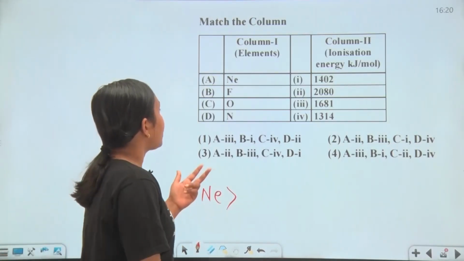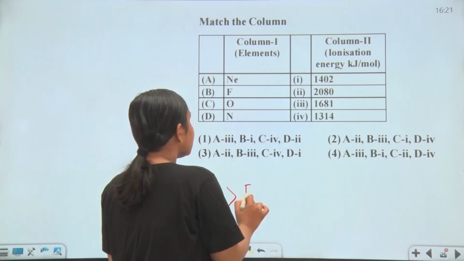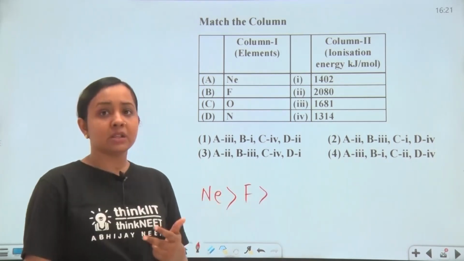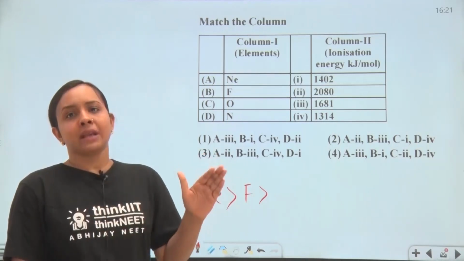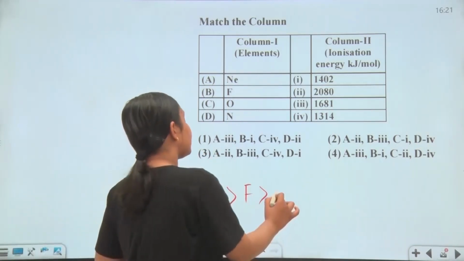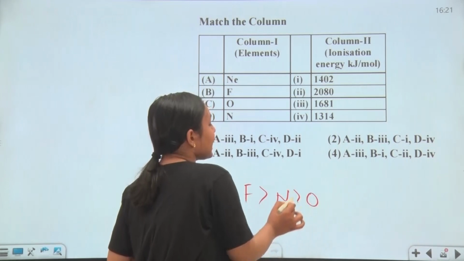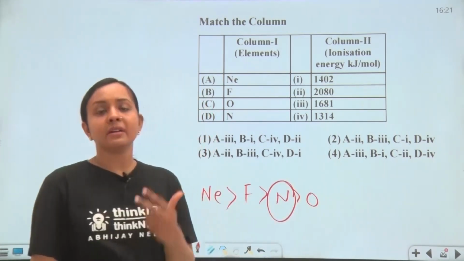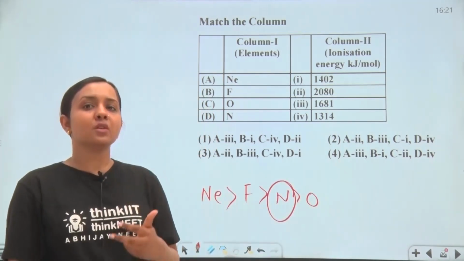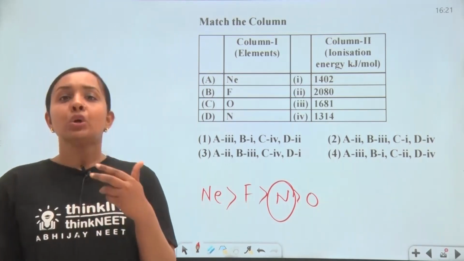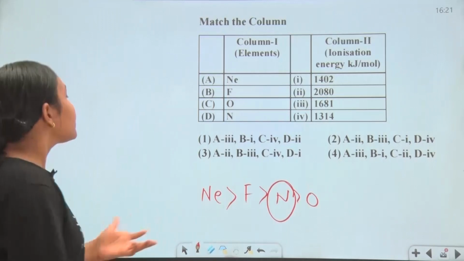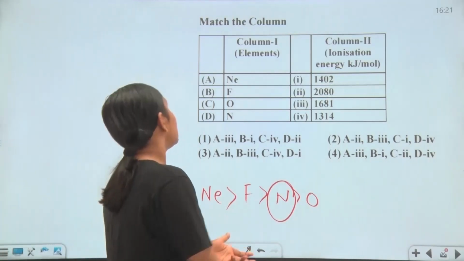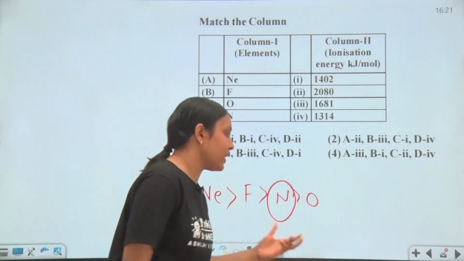After that, fluorine has high ionization energy, due to being the most electronegative element in that second period, right? And after that, nitrogen and oxygen. Nitrogen contains a half-filled orbital, so due to the presence of the half-filled orbital, it is not easy to remove electrons from its outermost shell, right? So this is the correct order, and you can see option 3 is the correct match.